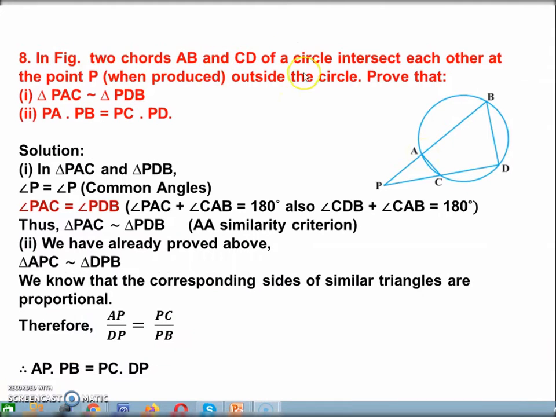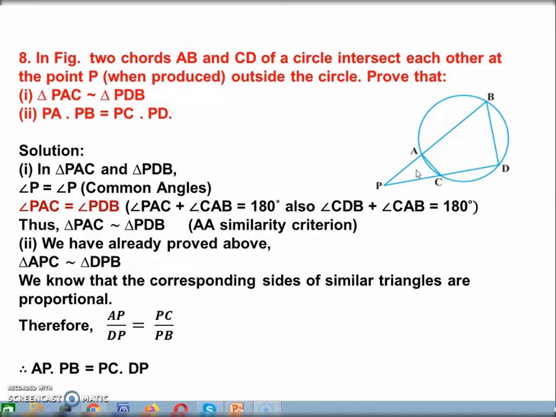Correct. Two chords AB and CD of a circle intersect each other at the point P when they are produced outside the circle. So here the chords are not intersecting inside the circle, but they have to be produced to meet outside the circle at the point P. Prove that triangle PAC is similar to triangle PDB and PA into PB is equal to PC into PD. So here also, after you prove similarity, the second part will follow from that. So the main thing is to prove the triangles similar.